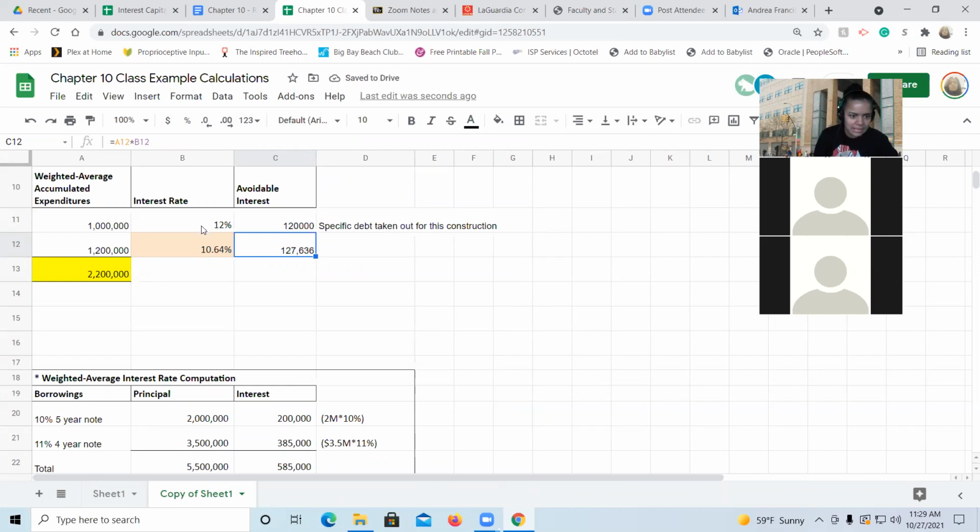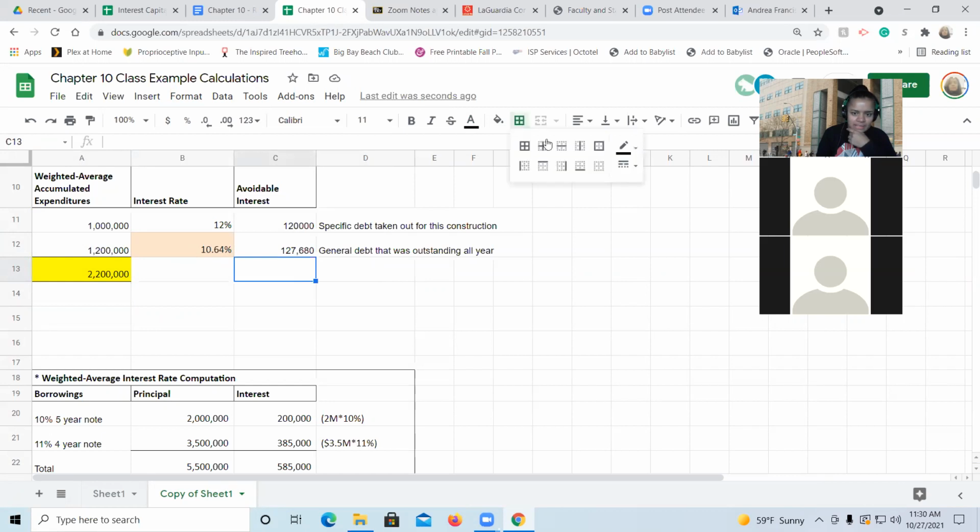127,636 or 680, depending on, let me do this. And yeah, I'm just keeping a whole number so that when you're typing it on your calculators, you're seeing numbers that look right. So this is from the general debt that was outstanding all year. And so we're saying that we needed to use this money to pay for our construction.